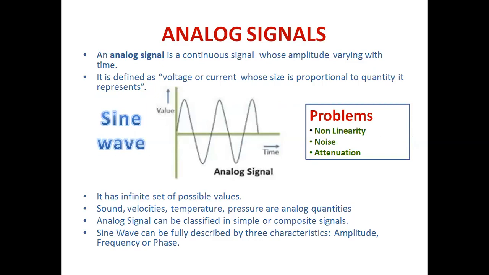What do you mean by analog signal? A signal can be analog or digital. An analog signal is a continuous signal whose amplitude varies with time. It is defined as a voltage or current whose size is proportional to the quantity it represents. It has an infinite set of possible values. Velocity, sound, temperature, and pressure are analog quantities.